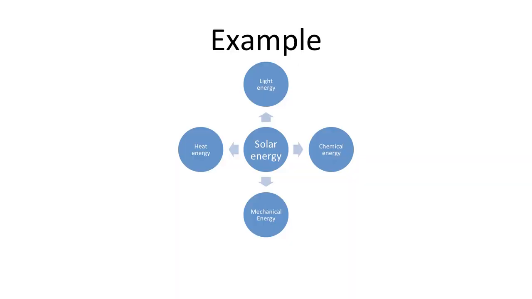Another example can be the spider concept map, where the central idea is solar energy, which gives form to other types of energy. That is, we can convert solar energy and give light energy. We can convert solar energy and give heat energy. We can convert solar energy and give mechanical energy, and we can convert solar energy and give chemical energy. So again, the central point is the solar energy from which the various other forms of energy can originate.